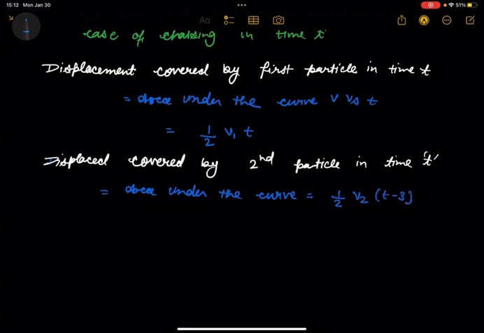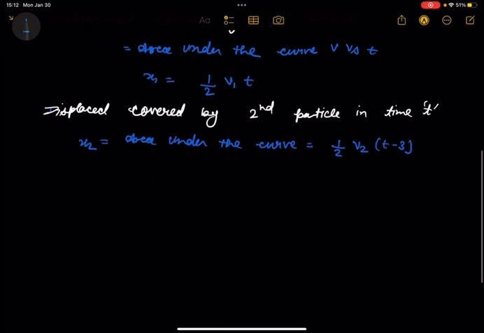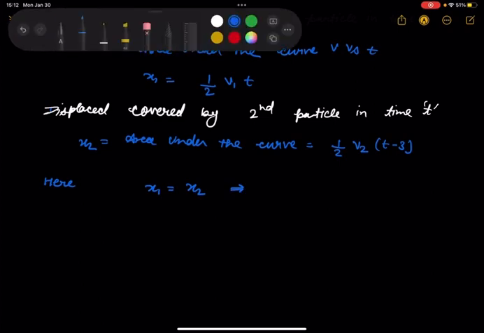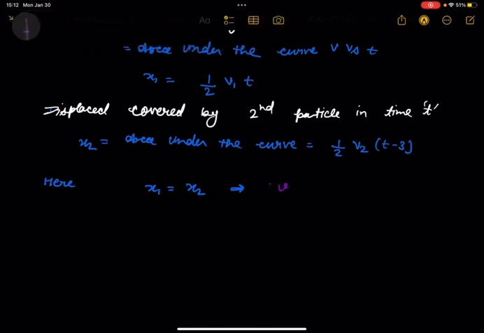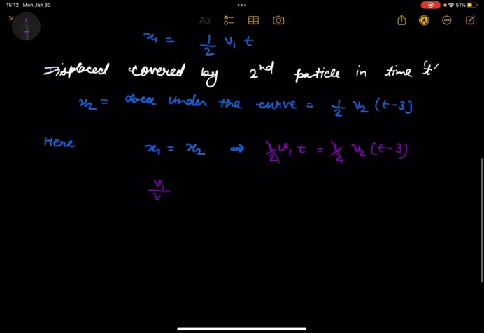I tell you clearly, in case of chasing, this is x1 let's say and this is x2. So we can say that the displacement covered by both particles is the same. That means half of v1 t is equal to half of v2 into (t minus 3). Finally, the halves cancel and the ratio of the velocities is (t minus 3) by t. This is equation number 1.